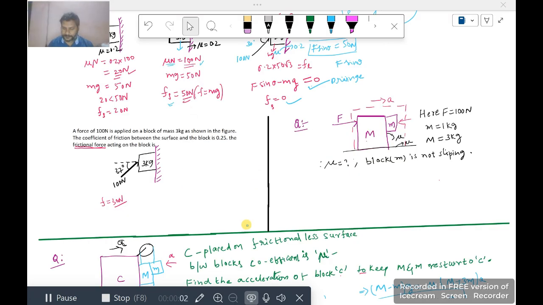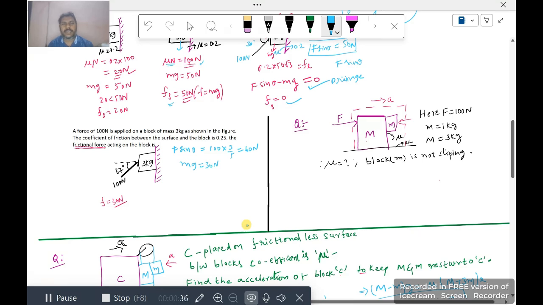Another example. He is asking to find out the friction. So find out the F sin theta value, which is equal to 100 into sin 37, that means 3 by 5. So 60 newtons is F sin theta. Mg is 30 newtons.